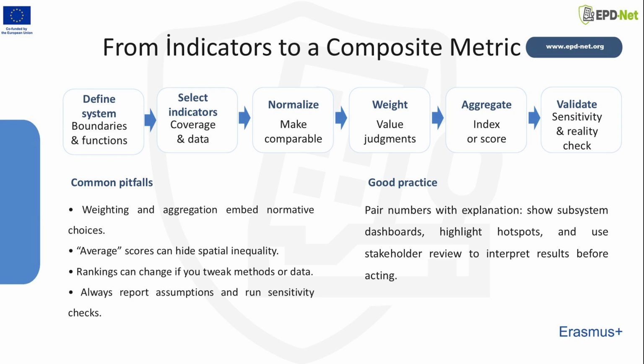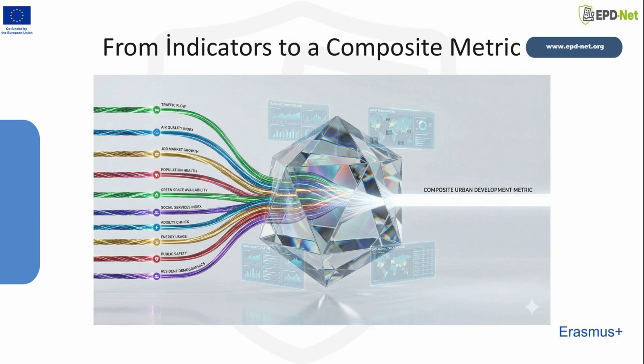Every stage involves choices, and those choices are not purely technical. Weighting, for example, embeds value judgments about what matters most. Aggregation may simplify communication, but it can also hide inequality or compensate for one weakness with an unrelated strength. Rankings can change significantly if methods or datasets change. This is why transparency matters. Good practice is to pair headline scores with subsystem dashboards, hotspot maps, and explanations so that a composite metric supports interpretation rather than replacing it.